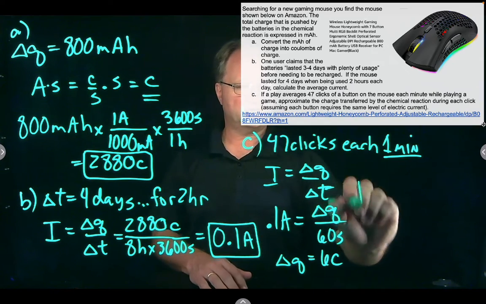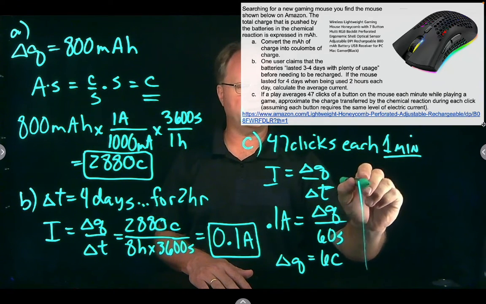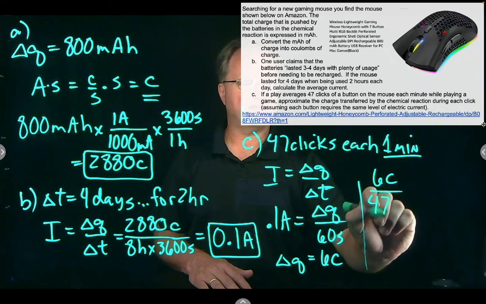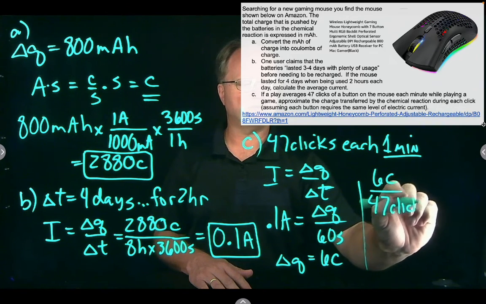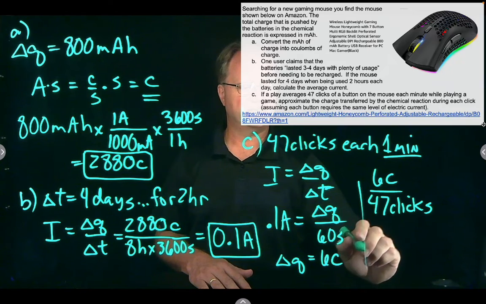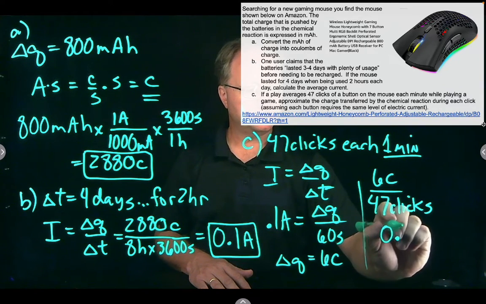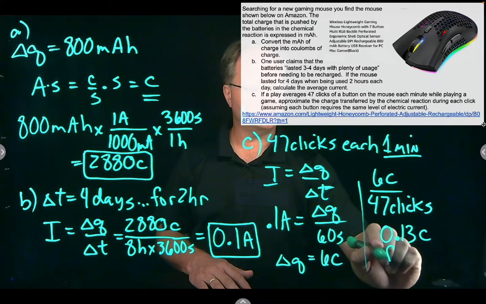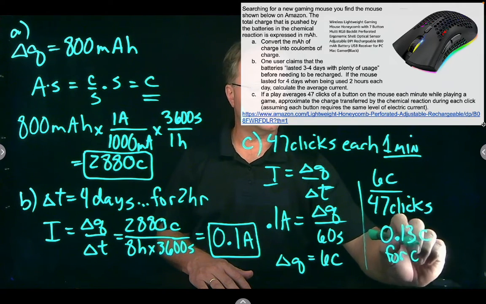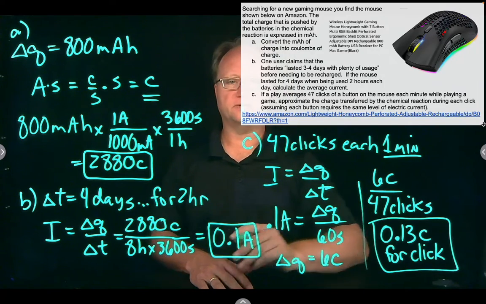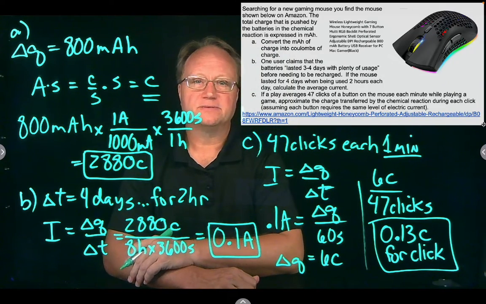minute. So in that 1 minute, 6 coulombs is divided up amidst our 47 clicks, which means for each click, when we do the division, about 0.13 coulombs are utilized for each click of the mouse during the game. Ponder physics.